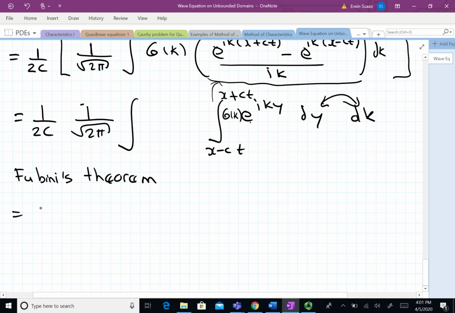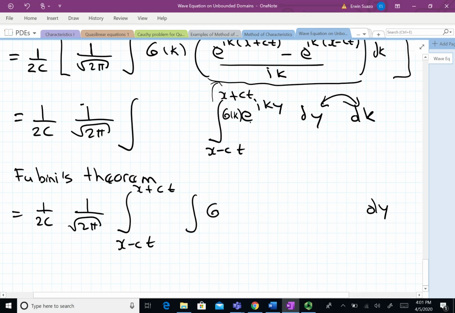So we get 1 over 2c, and then we interchange to 1 over the square root of 2 pi, integral, and then outside we have from x minus ct to x plus ct. Now we have outside dy, and now inside we have the integral of e to the iky G(k) dk. Okay. And this is from minus infinity to infinity.